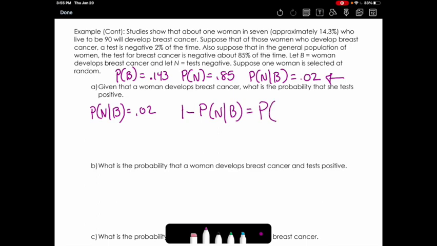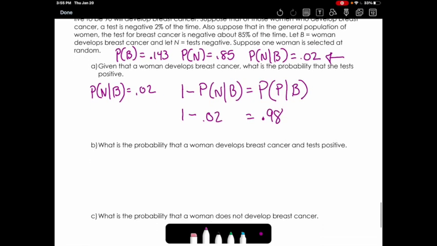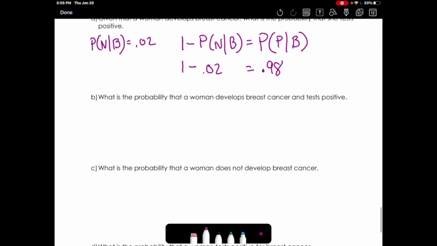And we could also write it like this using the notation. We can write the probability that someone tests positive, so the P is for the positive, given that they have breast cancer. So we would just take the complement of what we already know, which is the 0.02. So when I take 1 minus 0.02, that gives me 0.98.